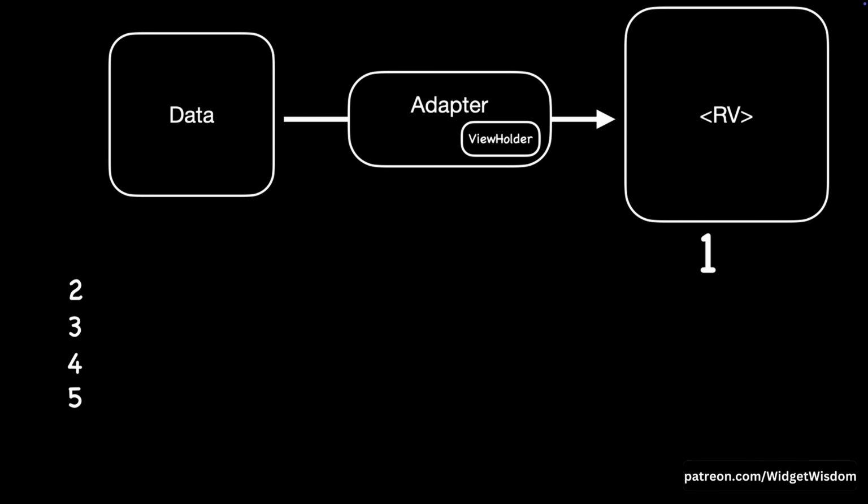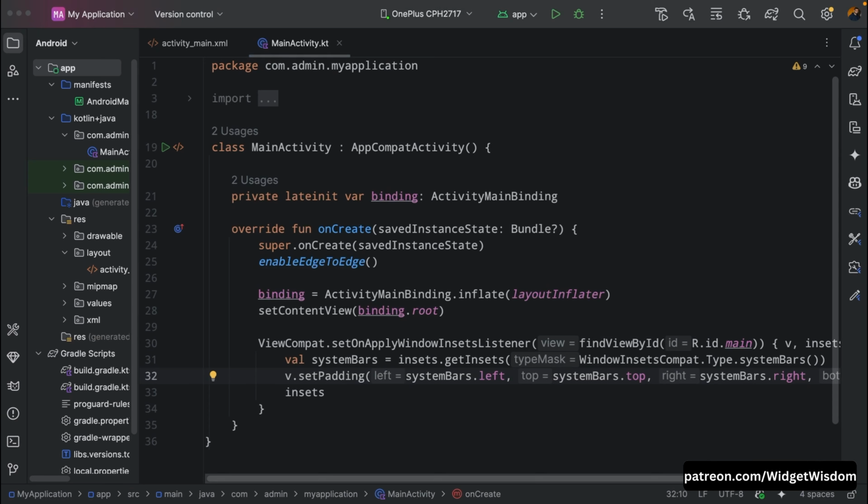So basically we will create an XML file for the single item where we will design how a single item should look like, and then the view holder is going to hold that view, and then the adapter class will use this view holder class to replicate the UI and fill the data inside our recycler view. So now let's see the code example for recycler view.